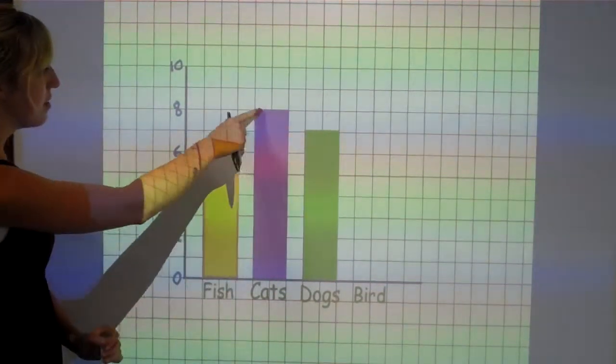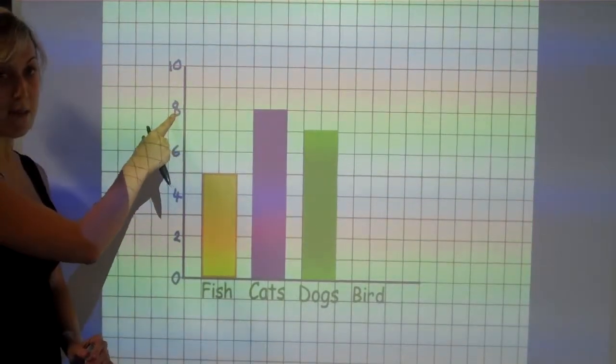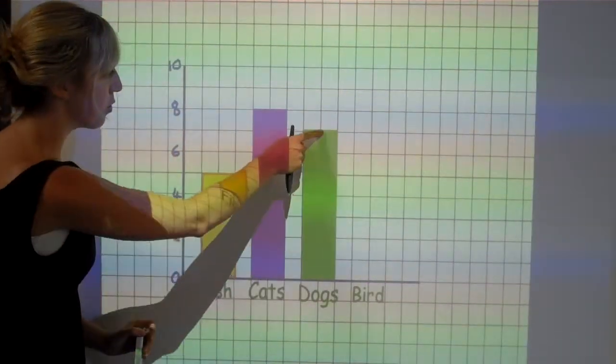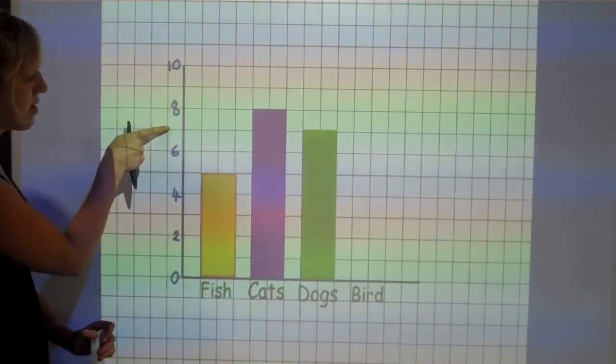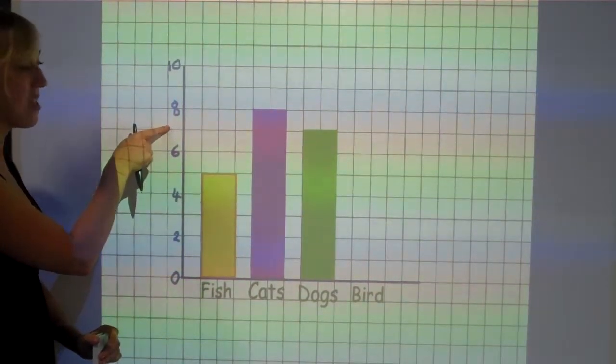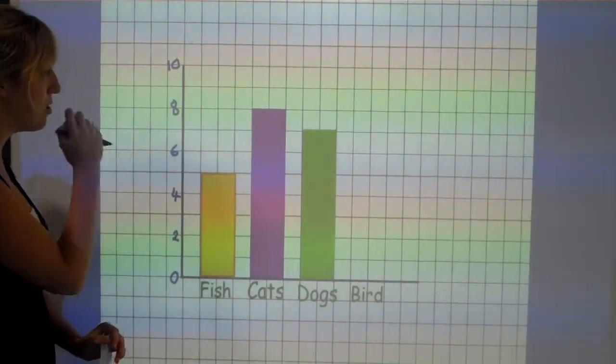For cats, straight along, very simple, 8 people like cats. For dogs, along the line, and you see it's the one in between 6 and 8, so it must be 7, so 7 people like dogs.